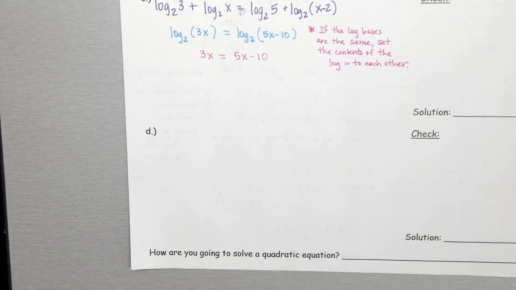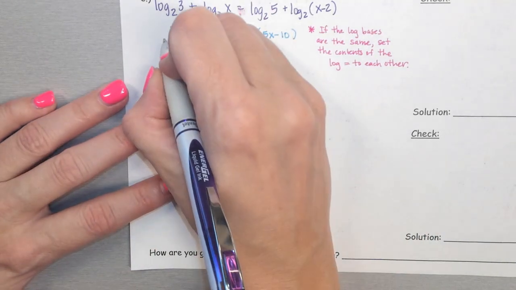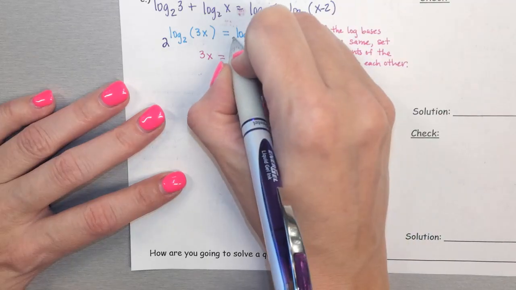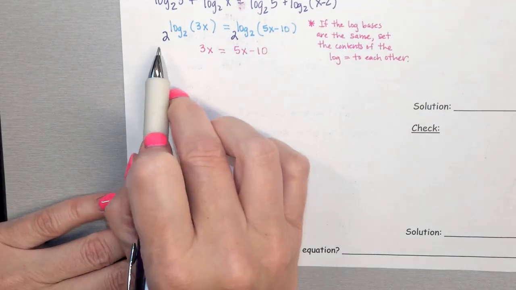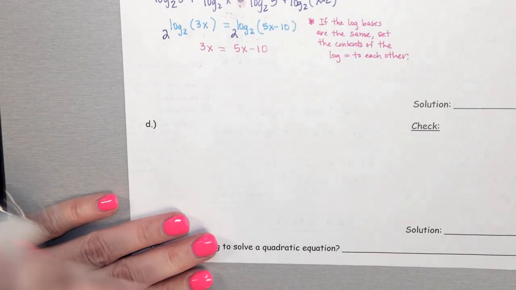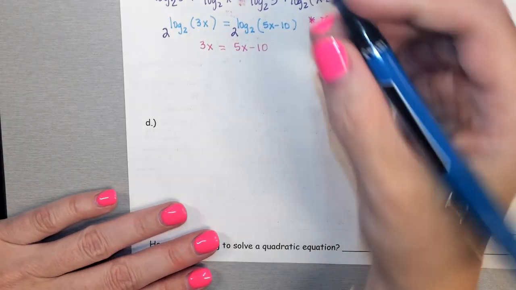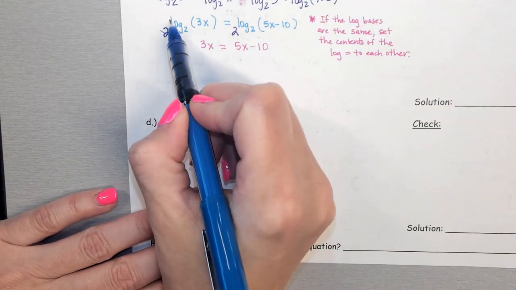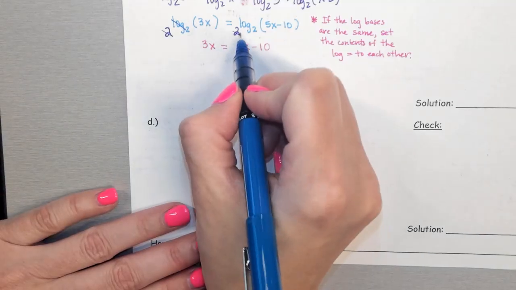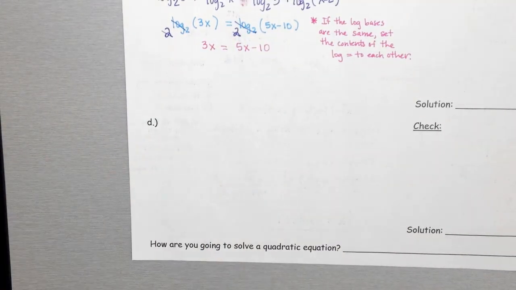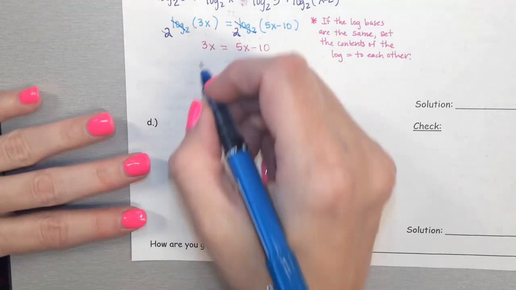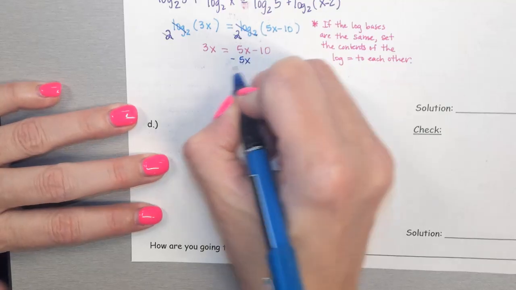Okay, you could also exponentiate. So if you exponentiate and you make 2 the base here and 2 the base here, what happens when you have 2 to the log base 2? Those cancel, so you get 3x. That is what it's based on. If you want to do a solving step, you can write that down. You could exponentiate. Now we're going to get all of our x's on one side.